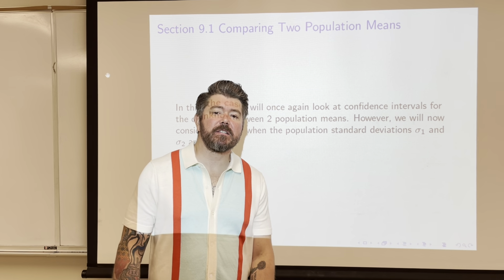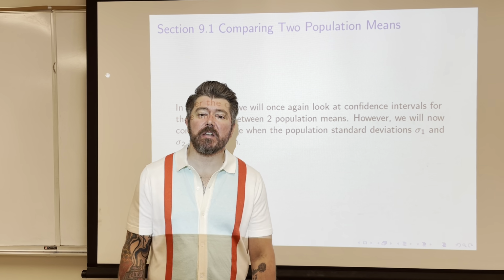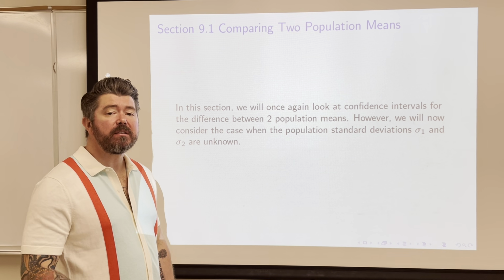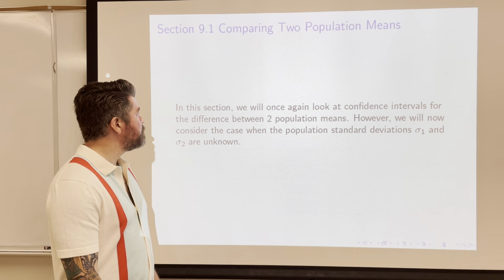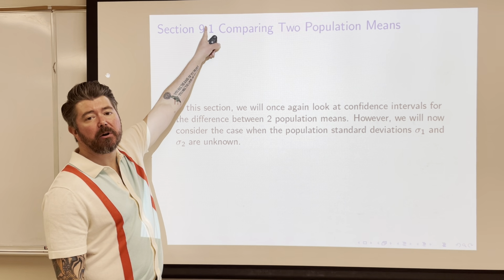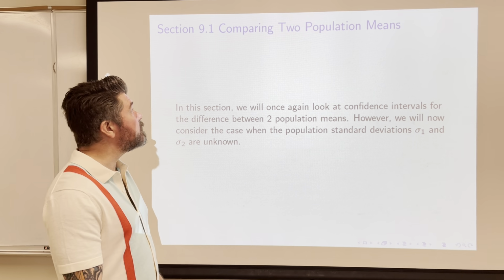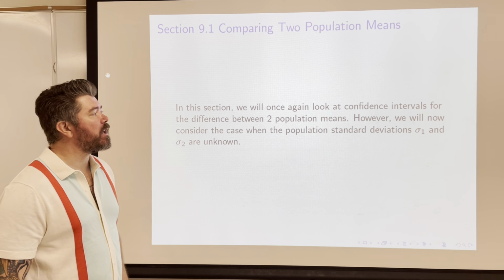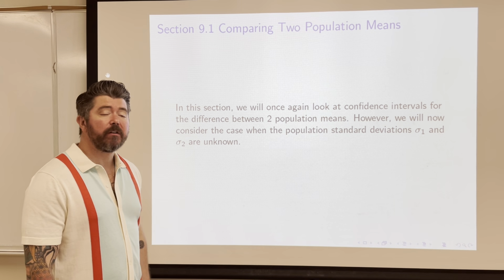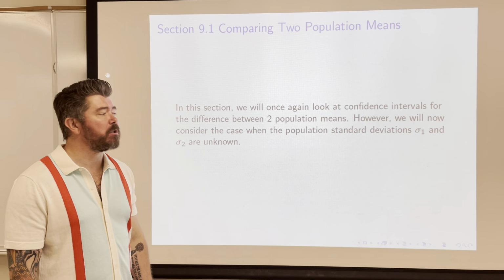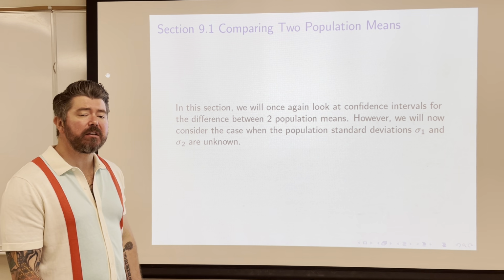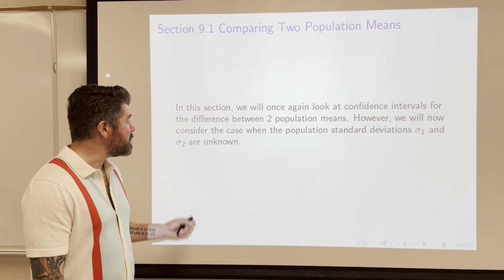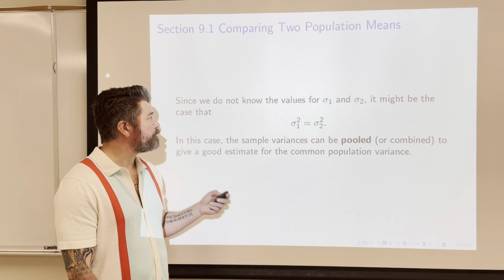Good afternoon, class. Today we will discuss section 9.2, comparing two population means when sigma is unknown. And this is a typo here. Of course, we're talking about 9.2, not 9.1. So in this section, we will once again look at confidence intervals for the difference between two population means. However, we will now consider the case when the population standard deviations sigma 1 and sigma 2 are unknown.